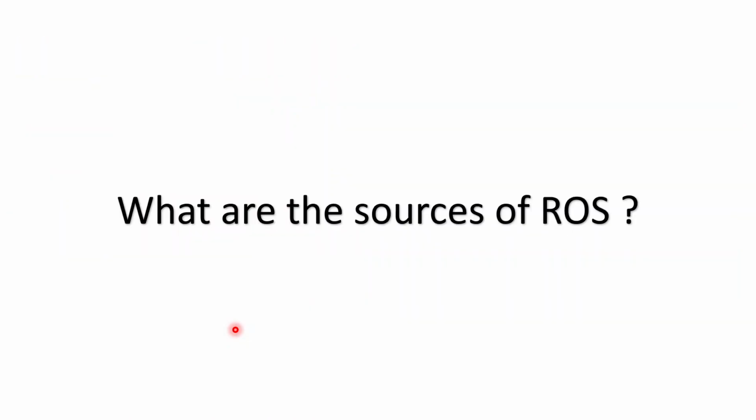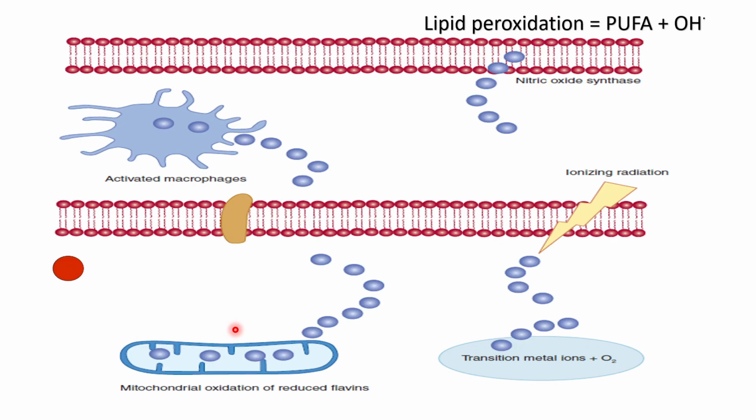Now, what are the sources of free radicals or reactive oxygen species? Let us try to understand these sources. The first is lipid peroxidation. We discussed the lipid bimembrane, the phospholipid bimembrane, which consists of polyunsaturated fatty acid. Lipid peroxidation occurs when this polyunsaturated fatty acid is attacked by a hydroxyl free radical. Then it is known as lipid peroxidation. This becomes an important source of free radicals.